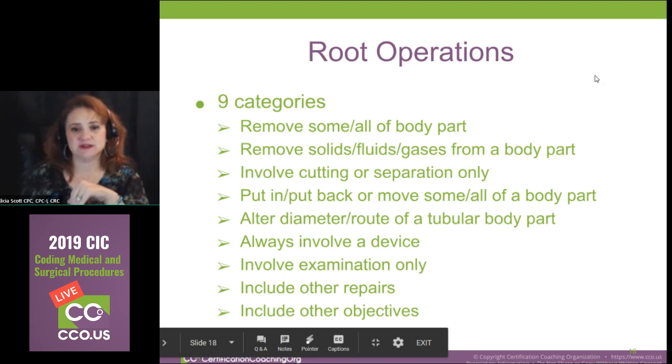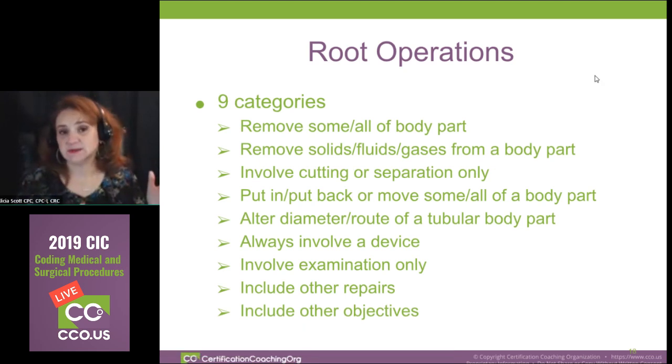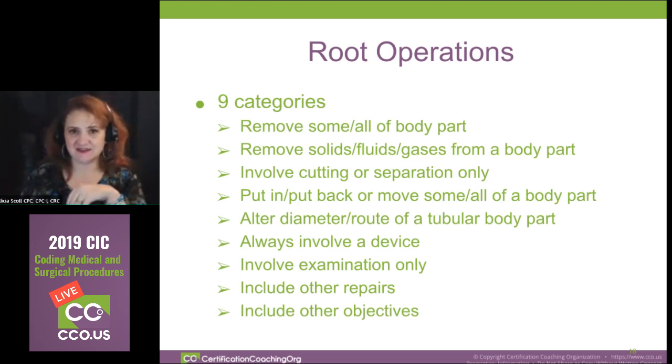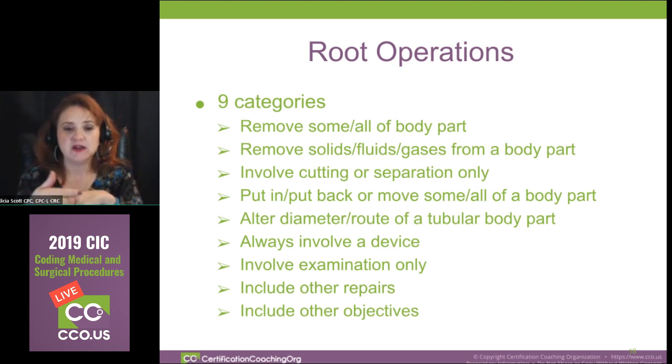Nine categories. We've already talked about these a little bit, and we're going to talk about them a little more today. The definitions of these are in your manual, so you don't have to have these memorized. You just need to be aware of them. So in med surg, what can we do for procedures? Well, there's nine things ultimately that we can have an outcome for, and they're listed here.